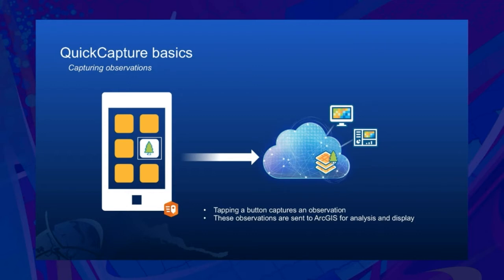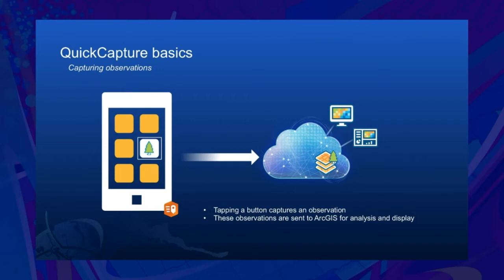In ArcGIS, features have a geometry type, which is either point, line, or polygon, defined by the layer. They have a geometry, which is defined by the location of the device in the case of QuickCapture. They have attributes or fields, and these define what properties can be recorded. And again, these are defined by the layer. And then finally, they have attribute values.